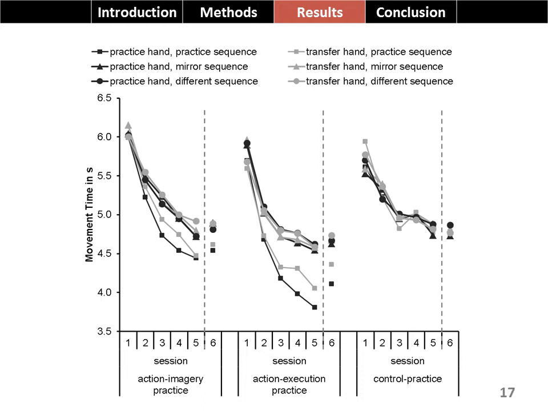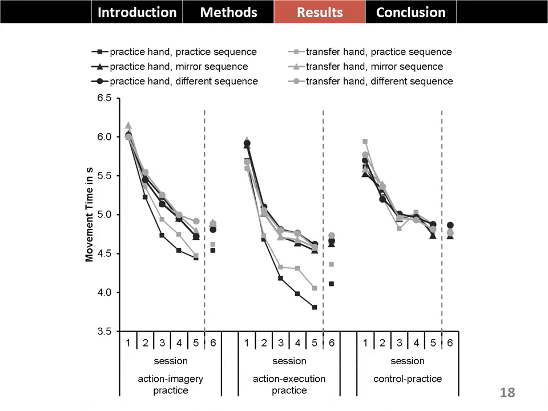Let's go together through the graph. The y-axis shows the movement times. On the bottom you can find the 6 sessions in each of the practice groups: action imagery practice, action execution practice and control practice. Gray lines indicate performance in the transfer hand and black lines performance in the practice hand. The squares and the lines which are the lowest indicate the practice sequence. The mirror and different sequence are the lines that are all one above the other.